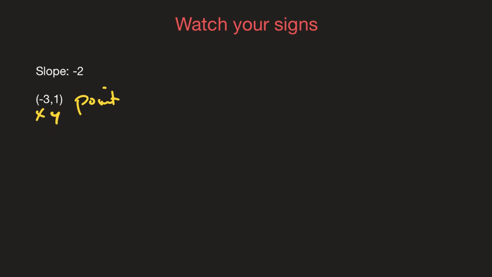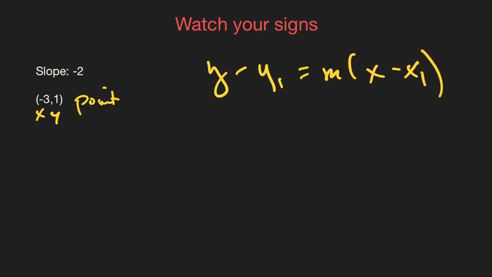Okay. And again, let me write that down so that we see it. All right, here we go. Y minus, what's the y value? 1. Y minus 1 equals negative 2 times x minus, it's a negative 3.